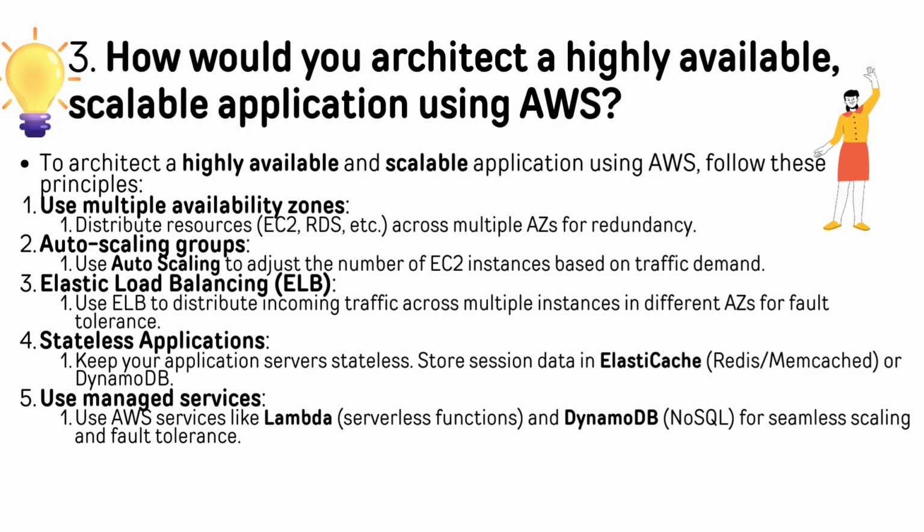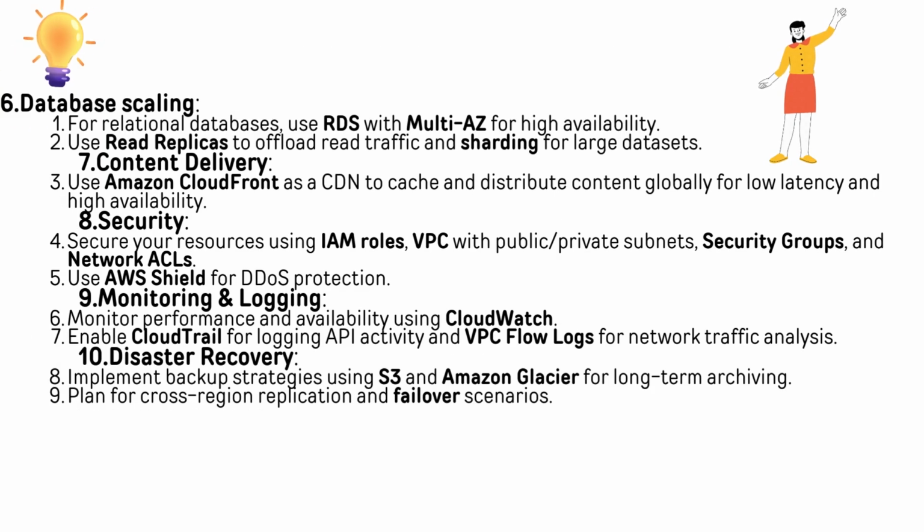Store session data in ElastiCache, Redis/Memcached, or DynamoDB. 5. Use managed services. Use AWS services like Lambda, serverless functions, and DynamoDB, NoSQL, for seamless scaling and fault tolerance. 6. Database scaling. For relational databases, use RDS with multi-AZ for high availability. Use read replicas to offload read traffic and sharding for large datasets.